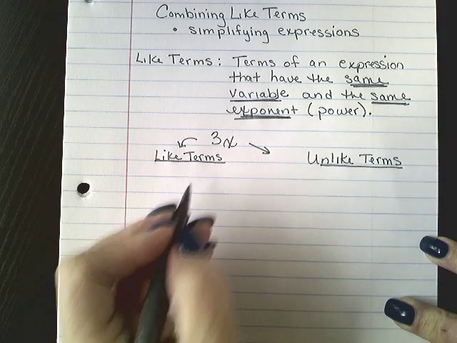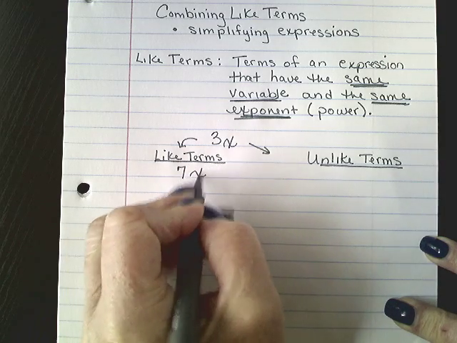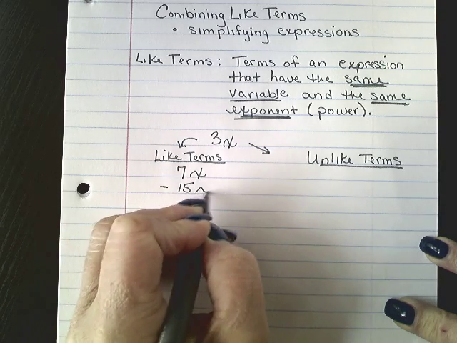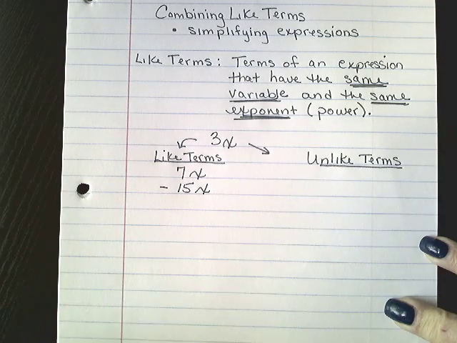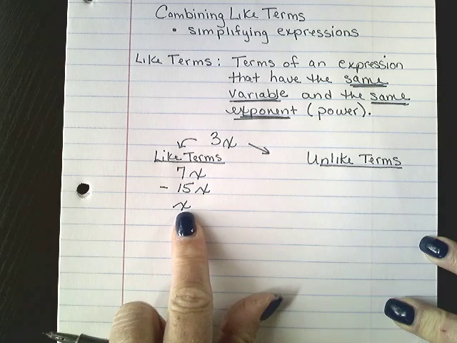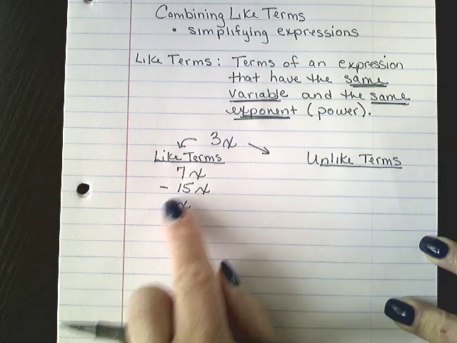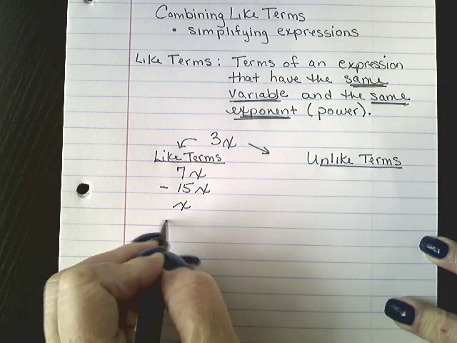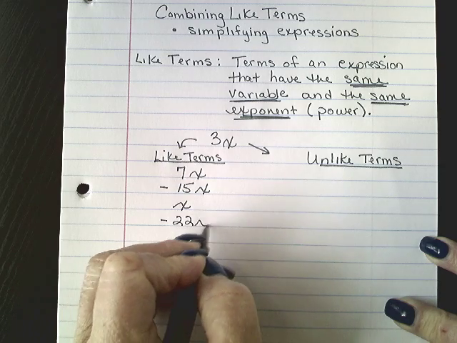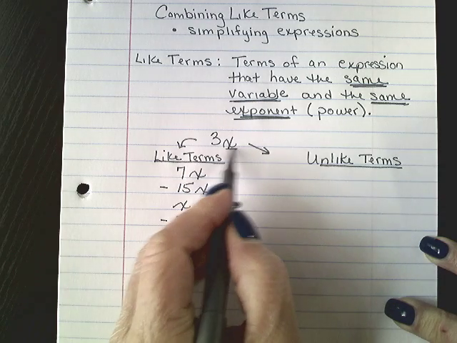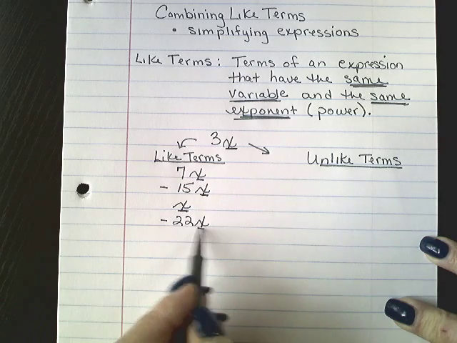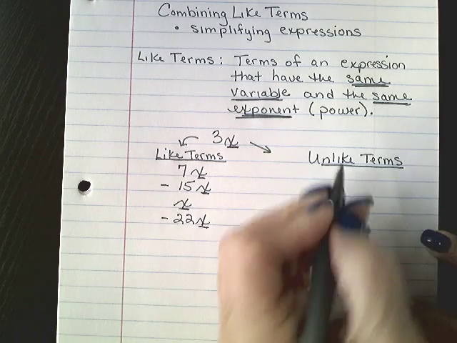So like terms, 7x, negative 15x, x, because in front of x there's always a 1 unless otherwise stated. And we could have negative 22x. They all have x as a variable, so therefore they are like terms.